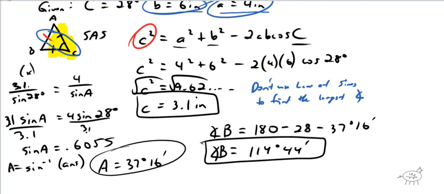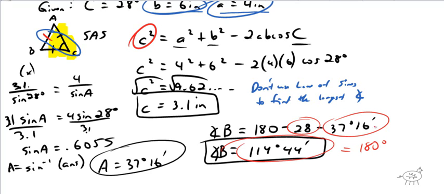Another thing I want to point out too is, please make sure all your angles add up to 180 degrees. If I take 28, and 37 degrees 16 minutes, and 114 degrees 44 minutes, and I add those up, I will get 180 degrees exactly.